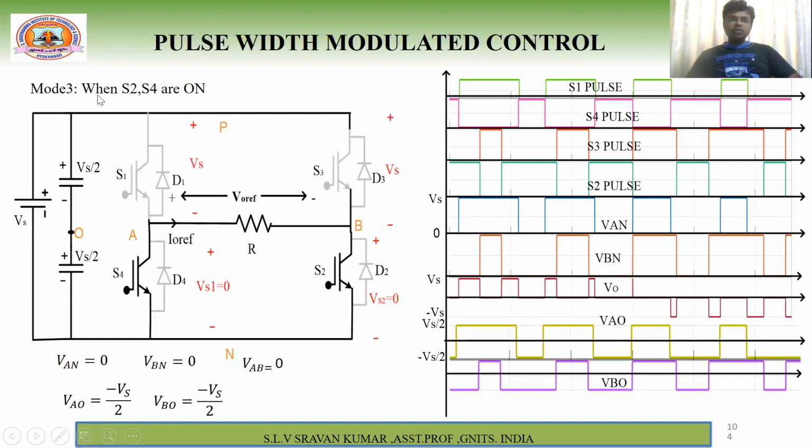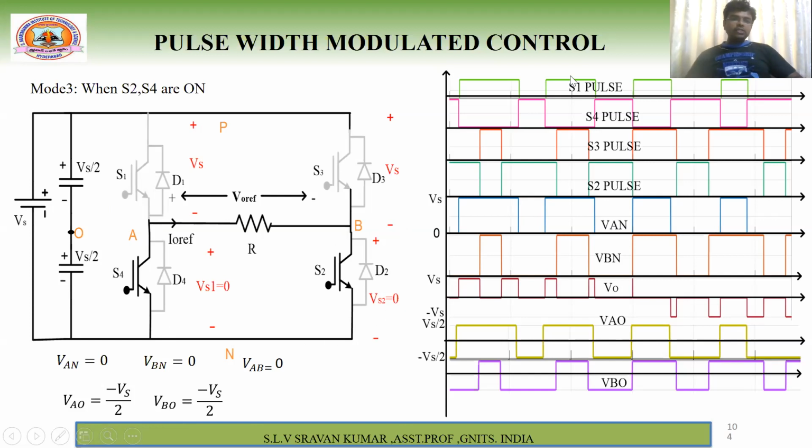Next, mode 3. What is mode 3? S2, S4 are on. Right. That means lower switches are on. Again, lower switches are on means polarities are same. Remember that, right? So now, what is VAN? When these two switches are on, what happens? The voltage between these two is 0. This is also 0 because of dead short circuit, right?